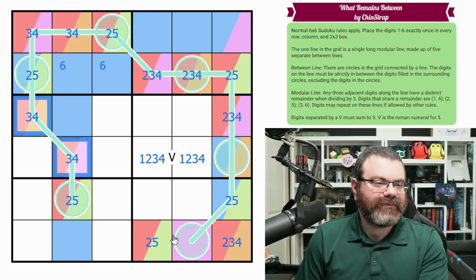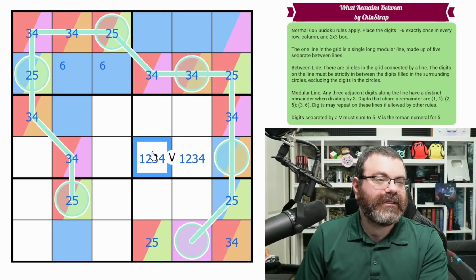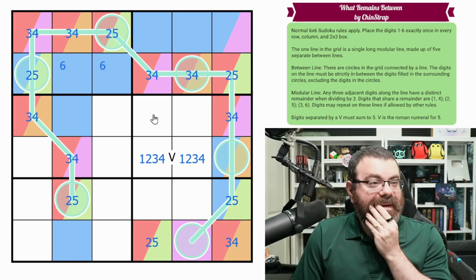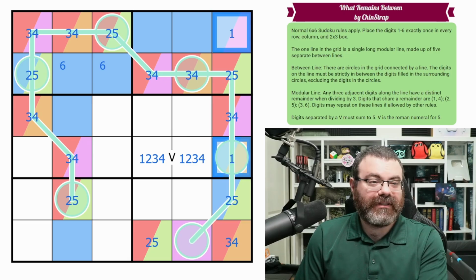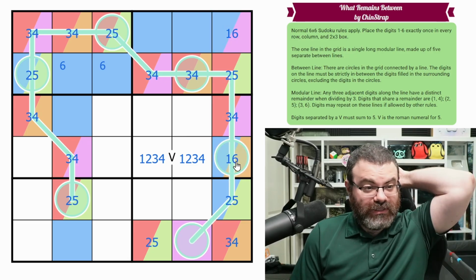All right. There we go. We got a lot of 3, 4 pairs here. 3, 4, 2, 5. So these are 1, 6. And this can't be a 1. No, it's in a circle. It can be a 1. Whoops.